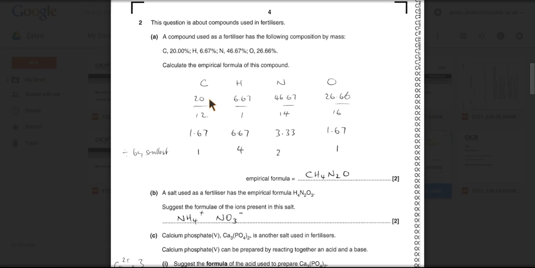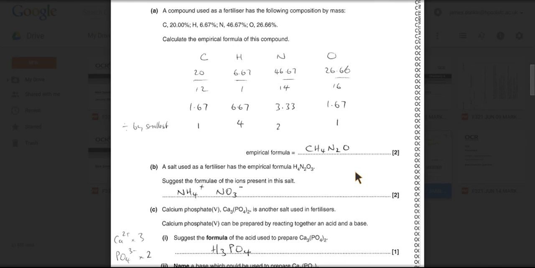So when you divide the percentage by the Mr, we get these numbers here. They're the moles. So this is effectively your mole ratio, but that's not the simplest whole number mole ratio. And so we divide everything by the smallest, which is obviously this 1.67, and we get this 1 to 4 to 2 to 1 ratio. So the empirical formula comes out at CH4N2O.